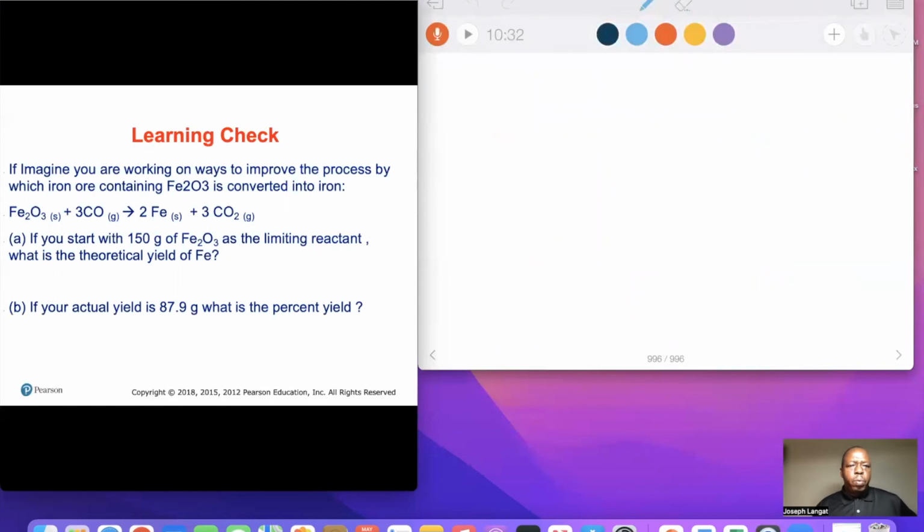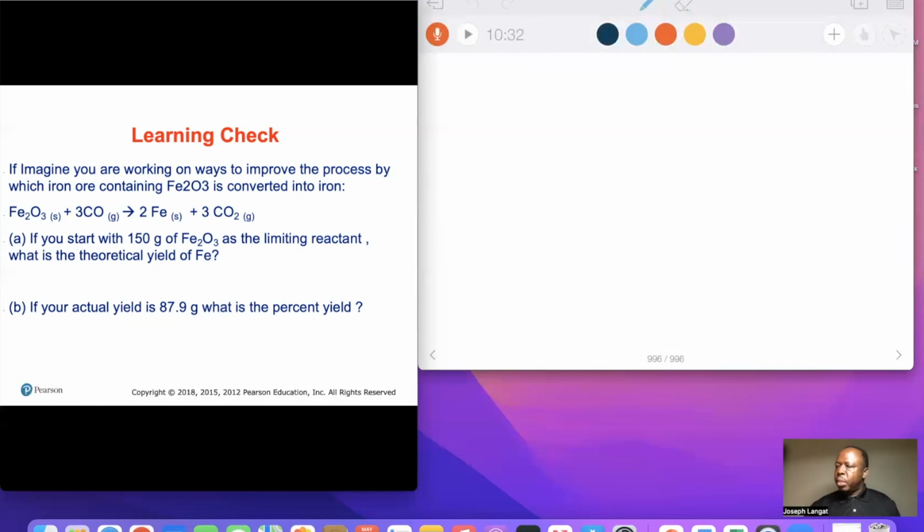Imagine you are working on ways to improve the process by which iron containing iron(III) oxide is converted into iron. So the question is, we are getting iron from iron(III) oxide. Given the balanced equation, if you start with 150 grams of iron(III) oxide as the limiting reagent, so we already know the limiting reagent, what is the theoretical yield of iron?